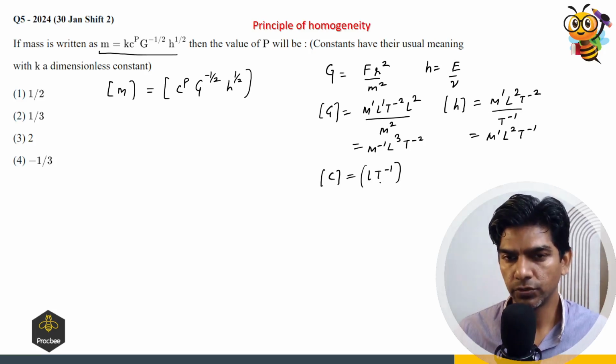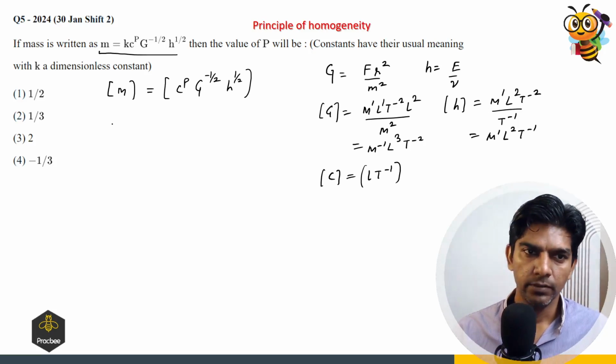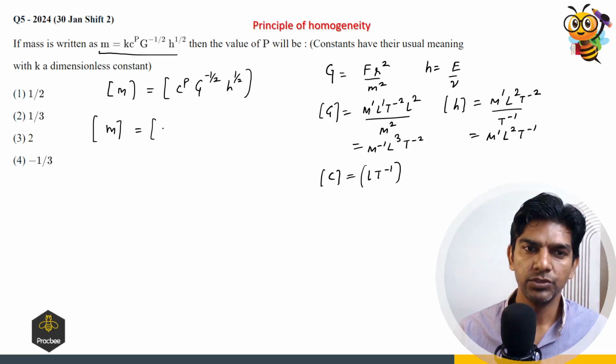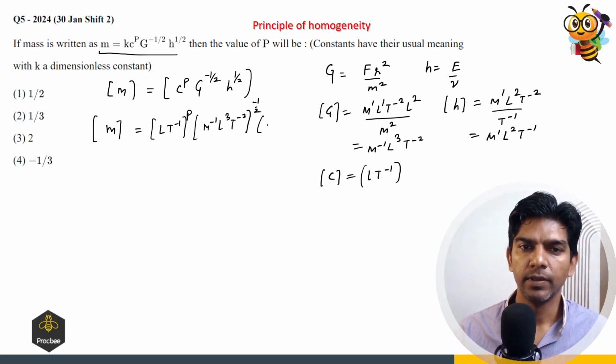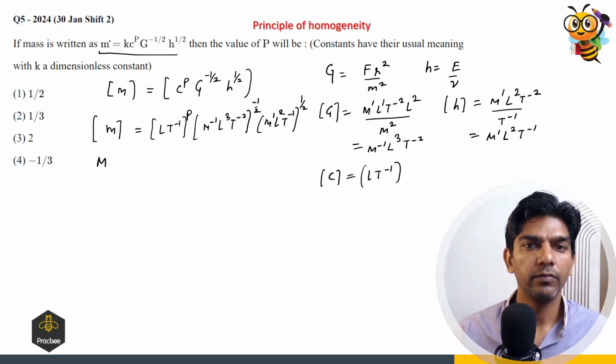So now let us substitute the dimensions of G, H and C in this equation. The dimension of M will be same as dimension of C, which is L T raised to power minus 1 raised to power P, and M raised to power minus 1, L raised to power 3, T raised to power minus 2 raised to power minus half, then M raised to power 1, L raised to power 2, T raised to power minus 1 raised to power 1 by 2. And left hand side is nothing but M, where M is mass, right? So M raised to power 1, L raised to power 0, T raised to power 0.